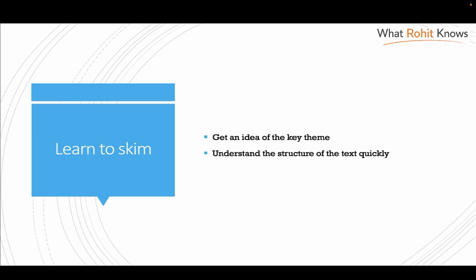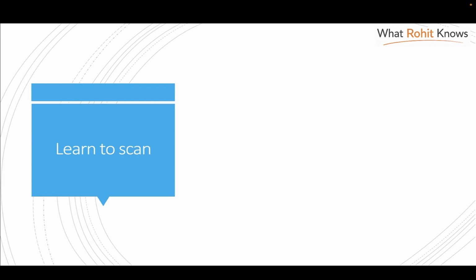The two reasons why you skim: first, to get an overall idea of what it is about, and then to understand which part of the text deals with what, where I will find examples, where I will find definitions, how it is structured. That you will be able to do quickly if you learn to skim. And another reading technique that you should learn is learn to scan. That is to find specific information. And when you use this in combination with skimming, your reading comprehension, that is your multiple choice type of questions, they become very easy and straightforward.